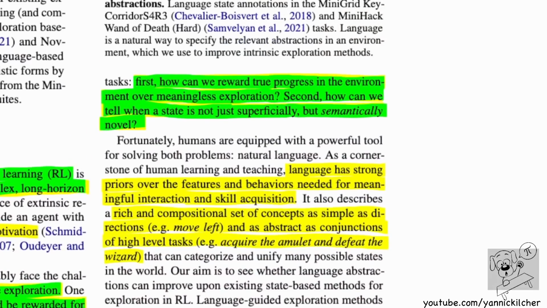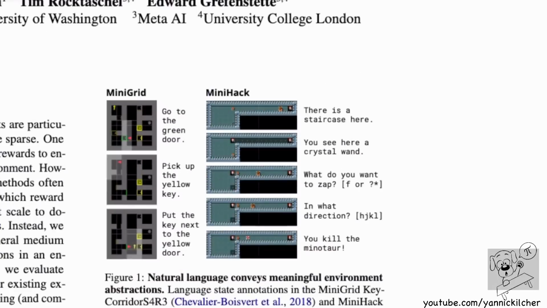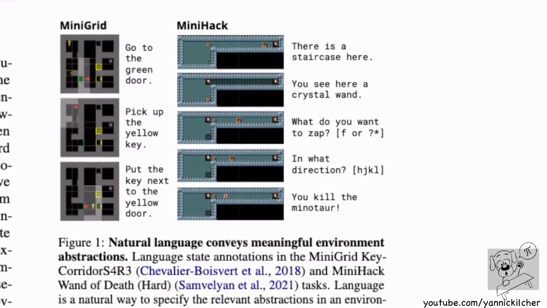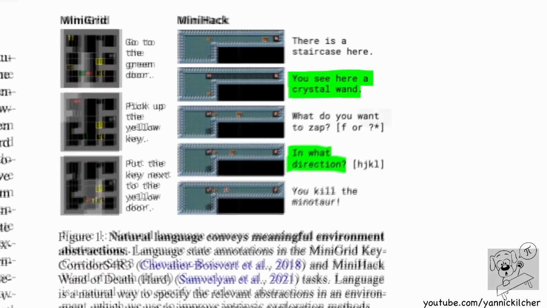They say, well, if we had language describing the states, then certainly, for example, here we have language that describes the state. Here, the language description says in what direction, indicating that you can go in a couple of directions or do something in a couple of directions. You see here a crystal wand. That means there's something to pick up. So when you don't have this message, that might be an indication that the state is meaningfully different. Namely, it doesn't have the crystal wand.